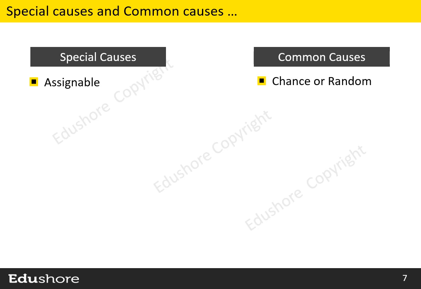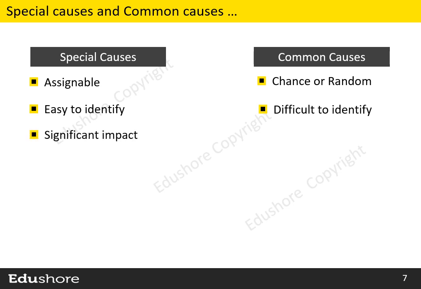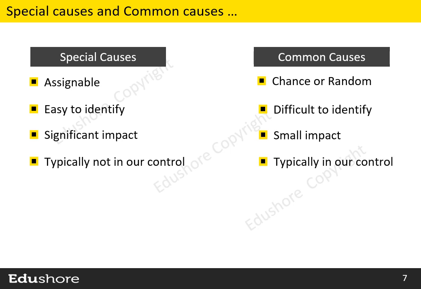Special causes are easy to identify, whereas the common causes are not so easy to identify. Special causes incur significant impact, whereas the common causes incur small impact. However, they collectively cause bigger impact on Project Y. Special causes are typically not in our control. The common causes are typically in our control.